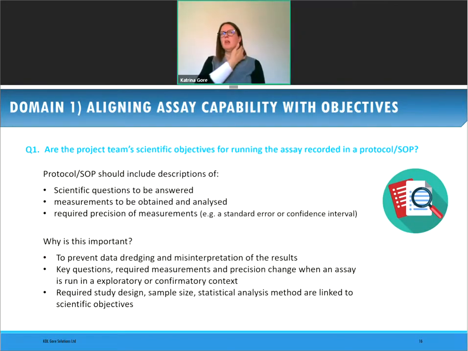So domain one, aligning assay capability with the objectives. First question, are the project team's scientific objectives for running the assay recorded in a protocol and SOP? Big deficiency we found was the lack of a detailed and structured protocol and SOP.